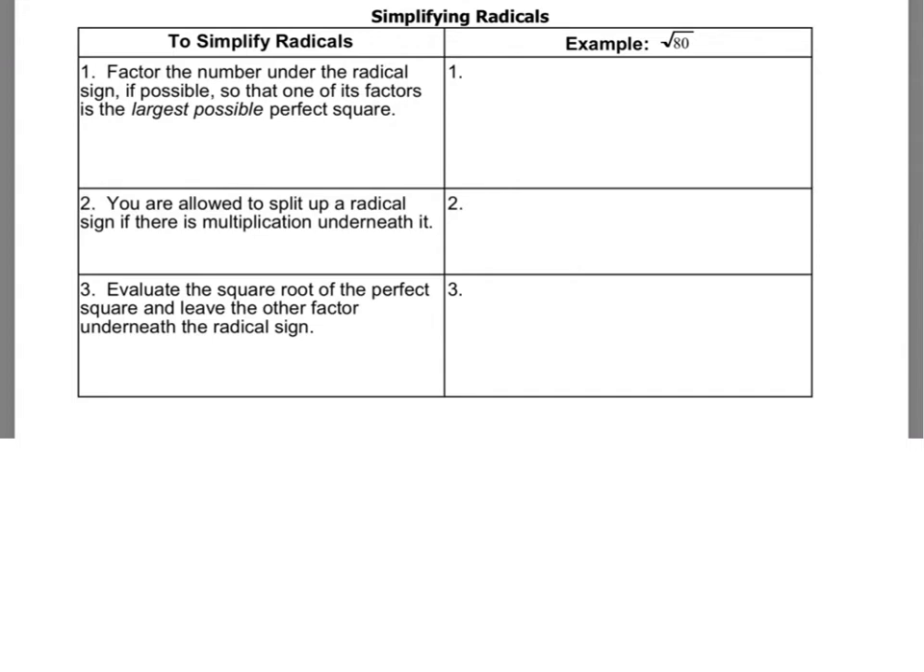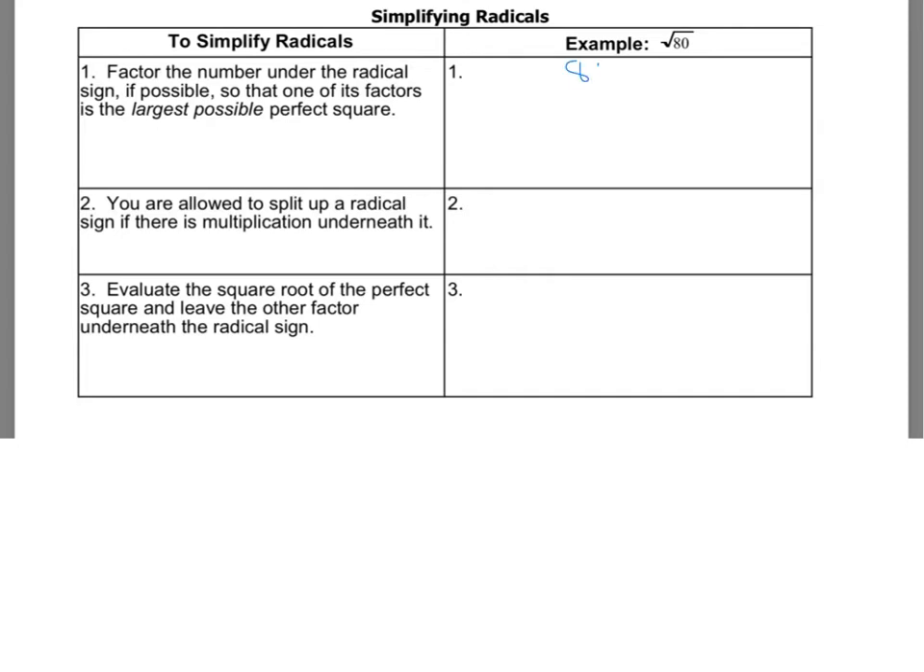So now that we've covered rational and irrational, and again, I don't expect you to have it memorized or be perfectly fluent in it. We're going to do a lot of practice on it. But we're also going to move on to simplifying radicals. So the first step to simplify radicals is to factor the number under the radical sign if possible, so that one of its factors is the largest possible perfect square. So let's look at 80.